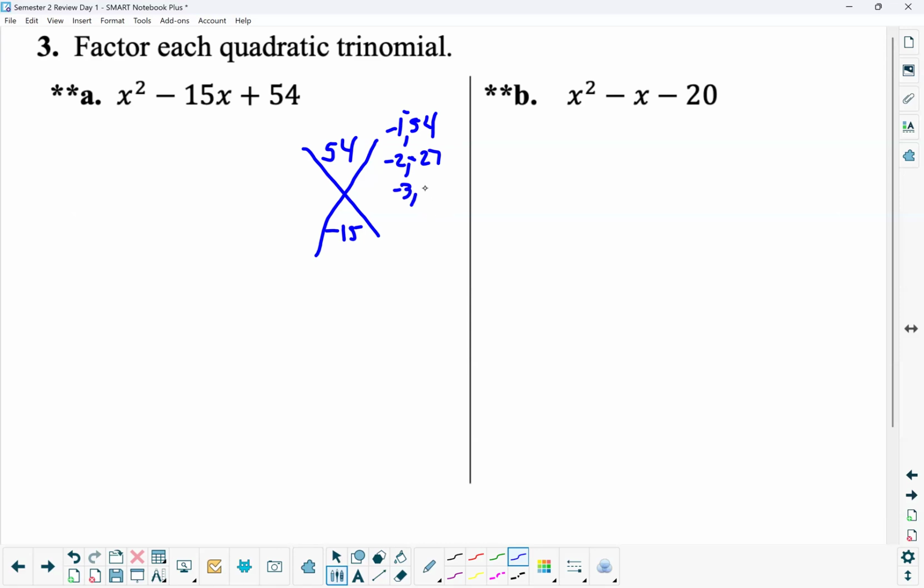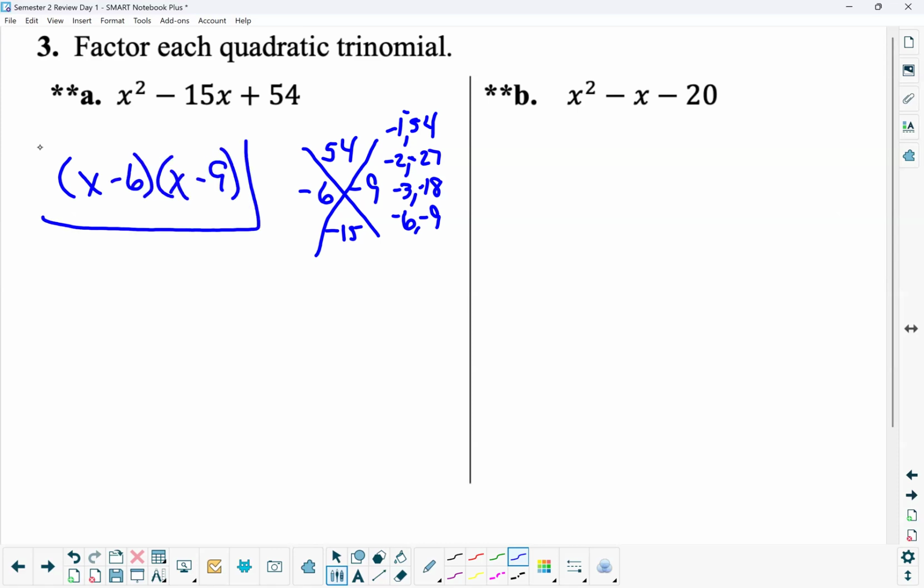-3 and -18 almost add to -15, but because they're the same sign, it actually adds to -21. -4 is not going to work. -5 is not going to work. -6 and -9, and those do add to -15. So my factored form is x minus 6, x minus 9, and that's my answer. Remember, we're just factoring. We're not solving yet because it's not an equation. It's not equal to something.